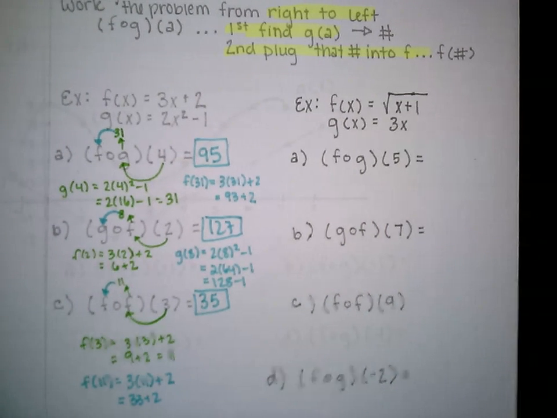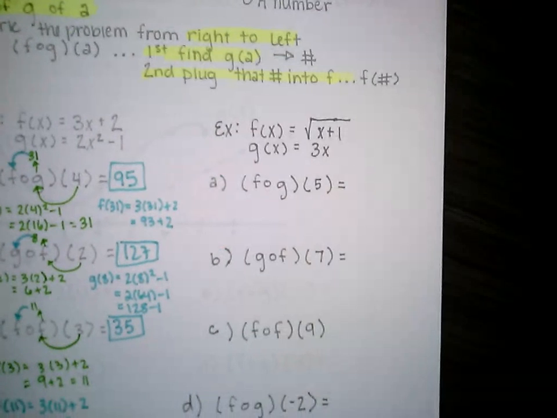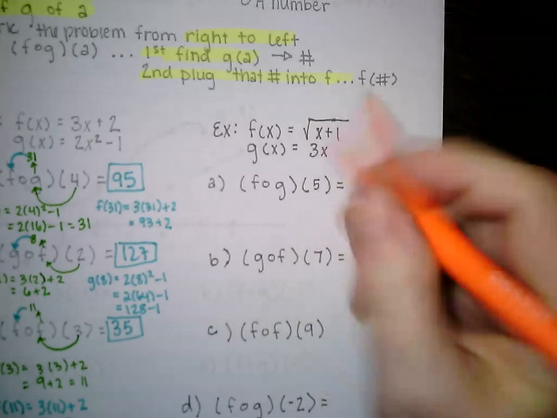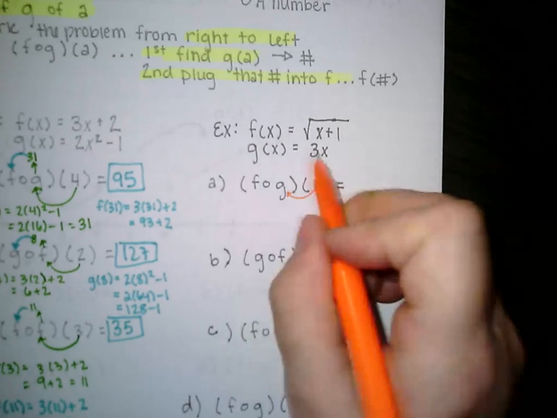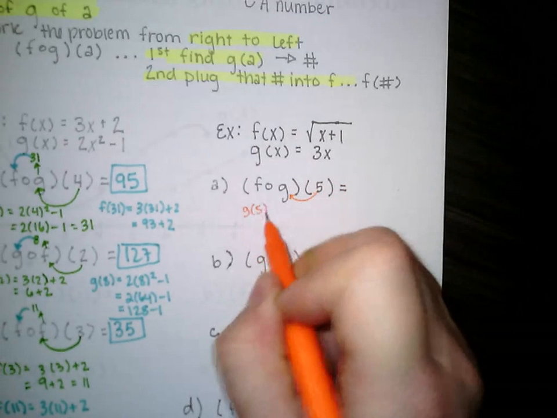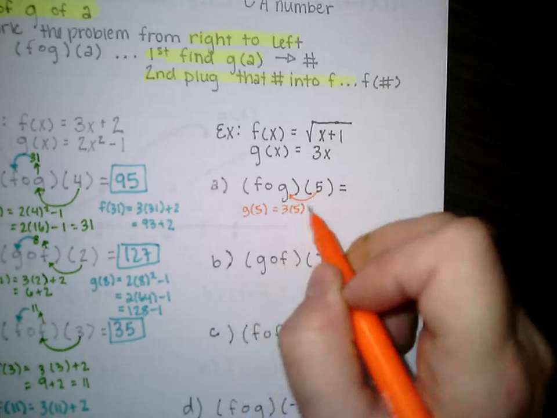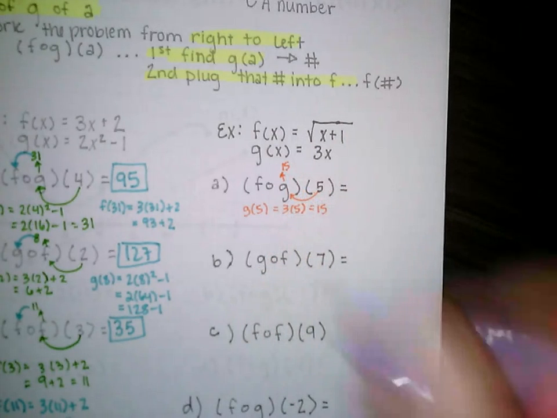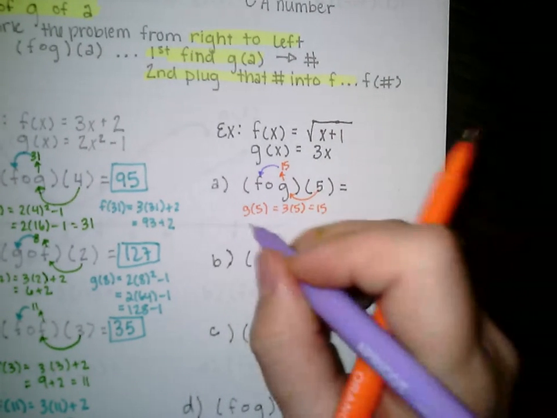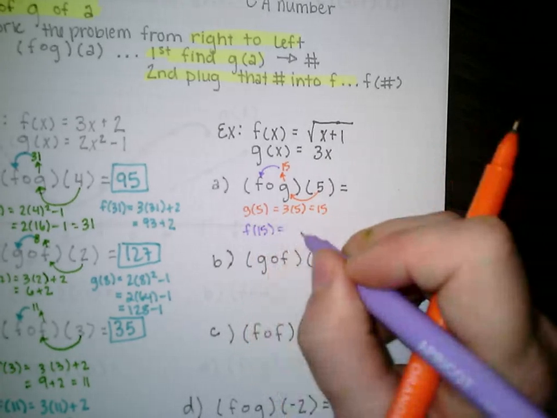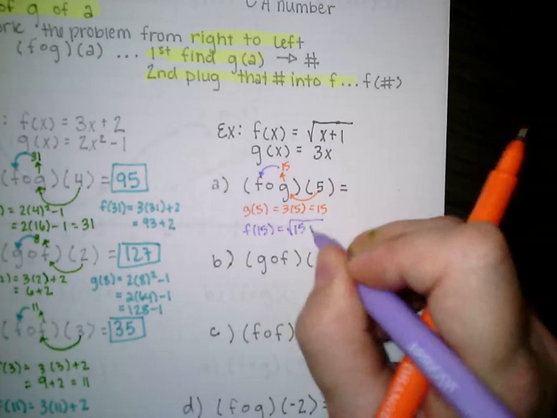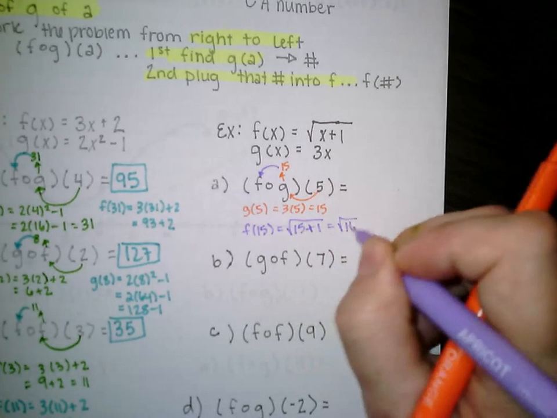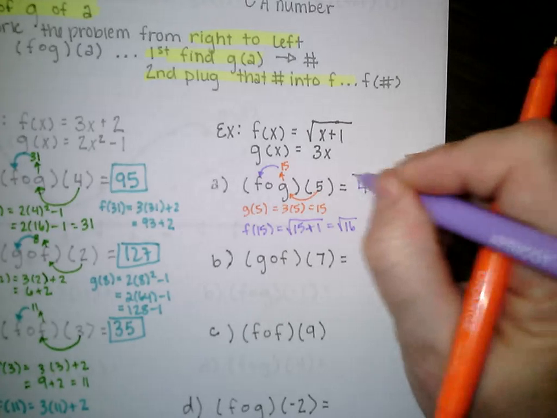Okay, let's try a different function. Well, two different functions, f of x and g of x. So we've got 5 goes into g. g of x is 3 times x. So g of 5 would be 3 times 5, or 15. So the output is 15. That output goes straight into that next function, f. So f of 15 would be square root of 15 plus 1, or square root of 16. So then that answer is 4.